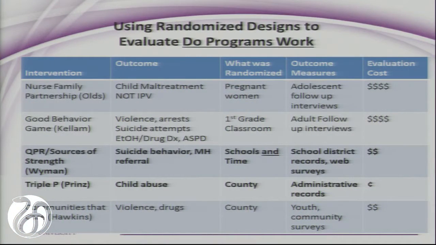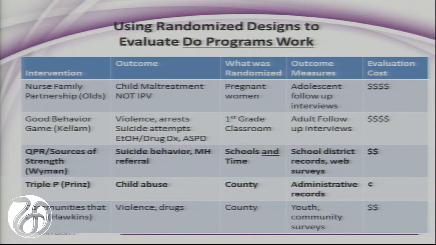Peter Wyman has led the development of two major randomized trials on the QPR Gatekeeper Training Program and the Sources of Strength Suicide Prevention Program, focused around trying to get kids either into mental health referrals or into more normative sections on coping with their stresses and problems and the like. What got randomized at that time was school and time. And I'll tell you about that because I think that's the kind of design that we should be thinking about and using in public health much more than we are doing here. It was built on school district records and web surveys, so it was less costly than the other ones.